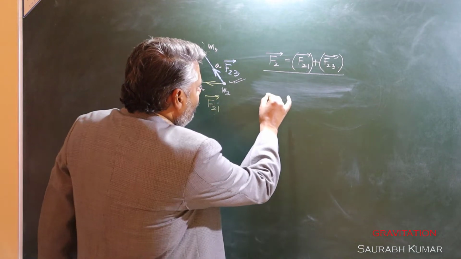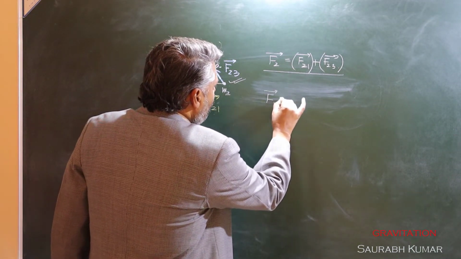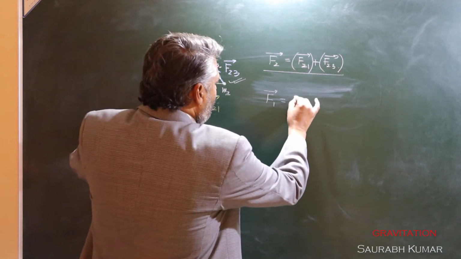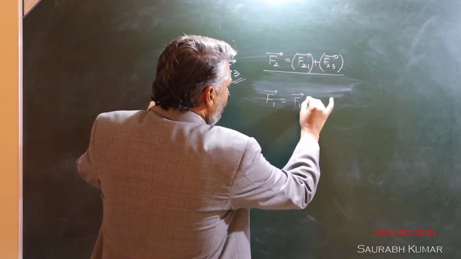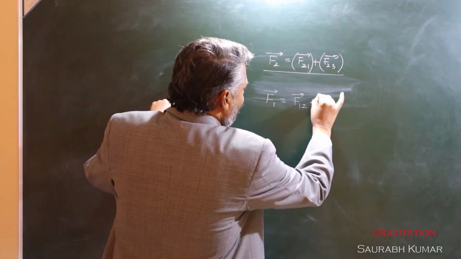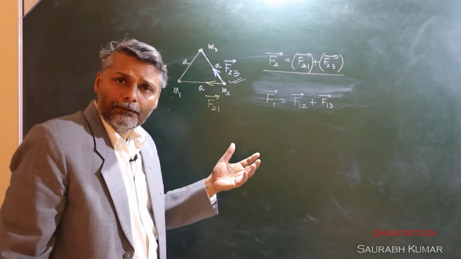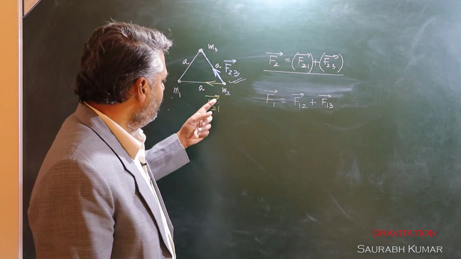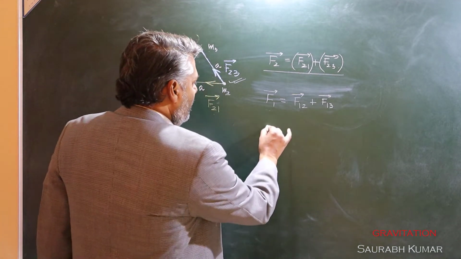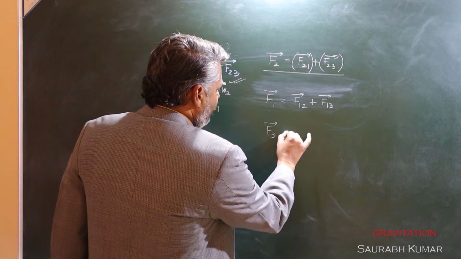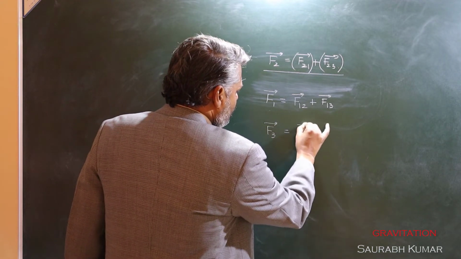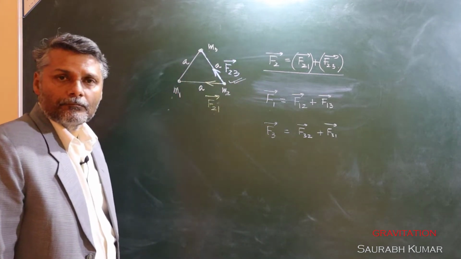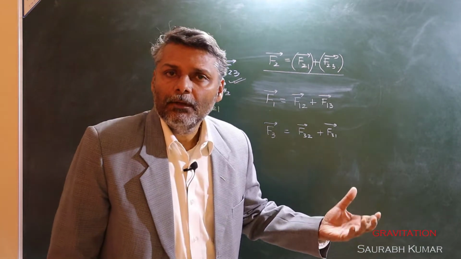So if I ask you how much will be the net force on 1, what will you write? Net force on 1 will be the force on 1 because of 2 plus the force on 1 because of 3, individual effects. But of course, this sum is a vector sum. You are supposed to take the vector sum because force is a vector. Similarly, what about the net force on the third particle? Force on the third particle due to 2 plus force on the third particle due to 1. In this manner, one can find out net force.